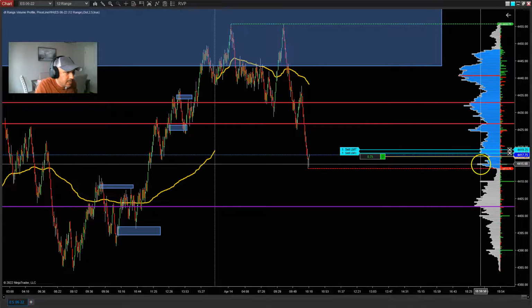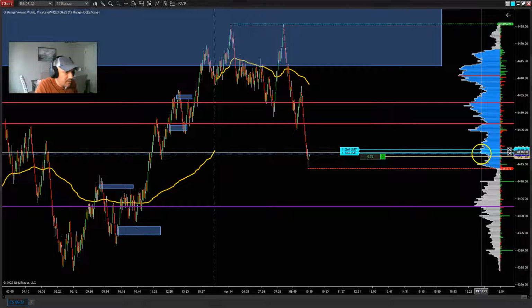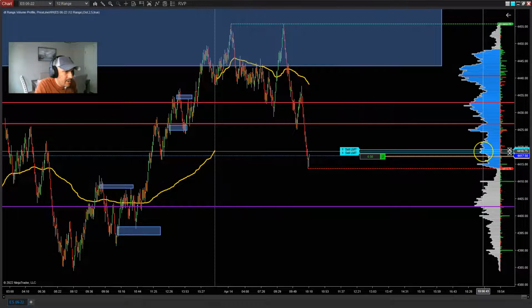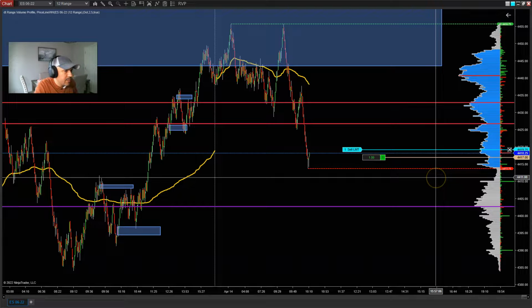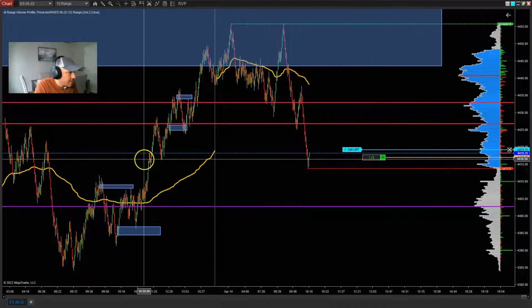So it's bounced off this little high volume area. I'm looking forward to it coming back up to this. It's a high volume area right here, so I'm looking to try to price push up here and try to get filled here. So I'm just scalping on the way back up off this area down here.